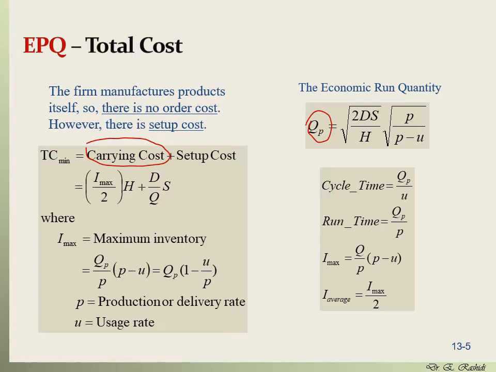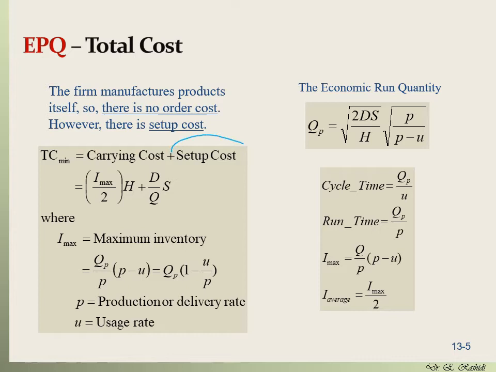So the average for the inventory level is Imax at the beginning. So that's Imax as the maximum inventory level. And we have another period in which the inventory level is 0. So the average of these two is Imax divided by 2. So this is the average level of inventory. We're going to multiply the average level by H, which is the holding cost or carrying cost per unit. This multiplication is going to give us the carrying cost. Okay, so that's the carrying cost.